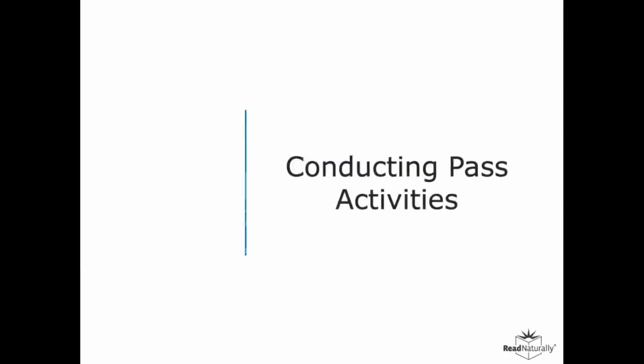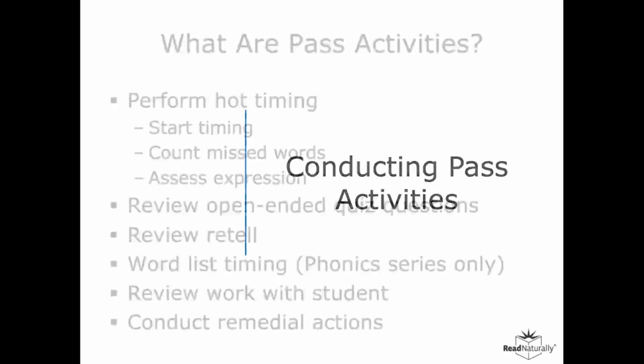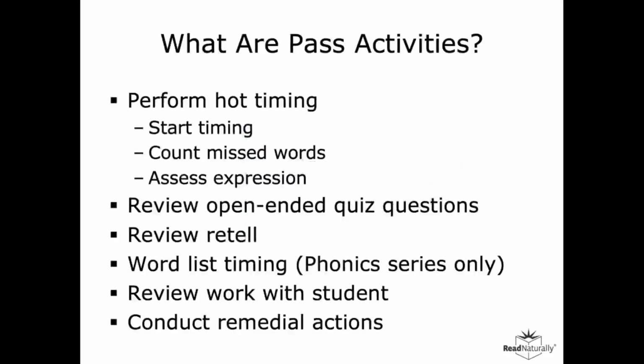All right, so I mentioned the pass activities several times, so let's run through that and what that entails. The pass activities happen at the end of a lesson, at the end of the story. This is where you perform the final hot timing. And that entails starting the timing, counting missed words, and assessing expression. You're going to review any open-ended quiz questions. You're going to review what the student typed for retell.